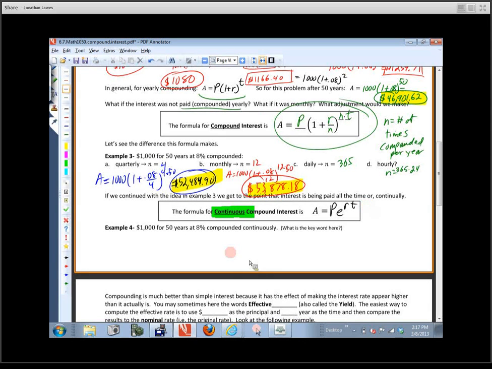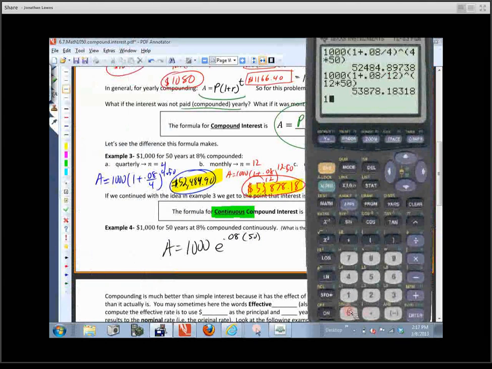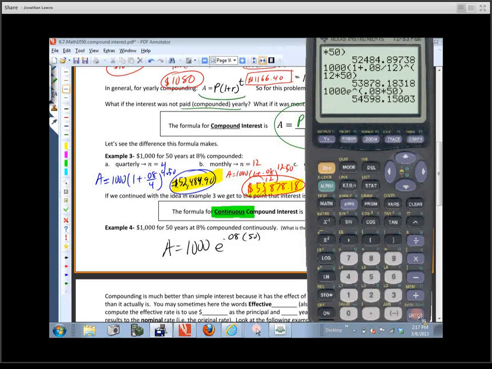But just for the sake of argument, let's see what happens if we put our $1,000 in for 50 years at 8% compounded continuously. One thing you will notice is there's no N. So in my book, this formula looks a lot easier. The amount is going to be the principal, and then it's just E raised to the 0.08 times 50. So we'll grab the calculator and type that in. 1,000, then exponential base E, 0.08 times 50, 54,598.15.